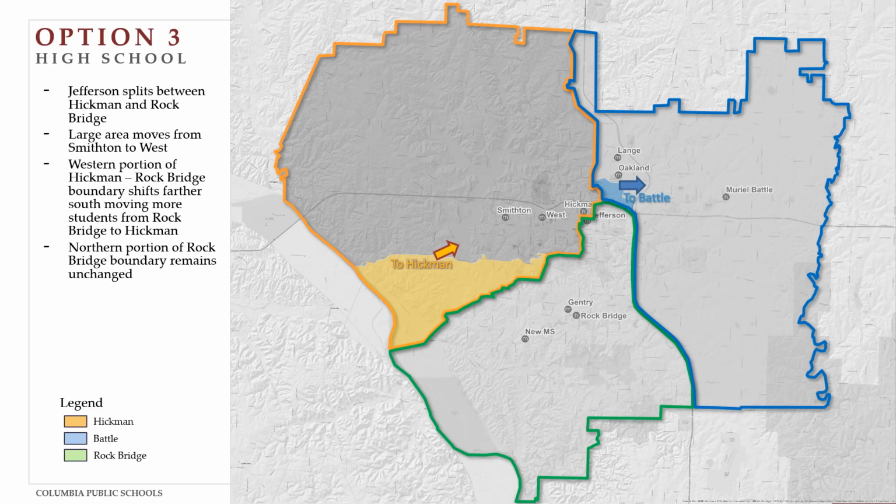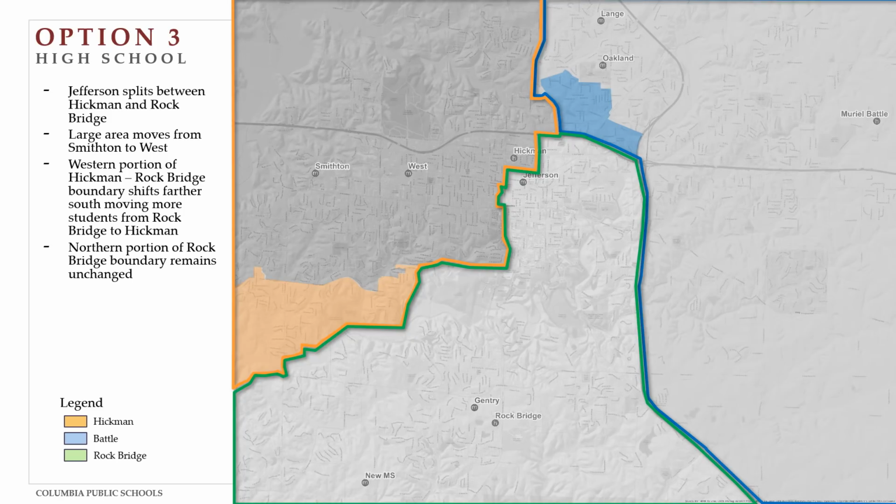Here's our detailed view again, that northern portion north of 70 going from Rockbridge to Battle, and then those areas moving from Gentry into Smithton would also move into Hickman.